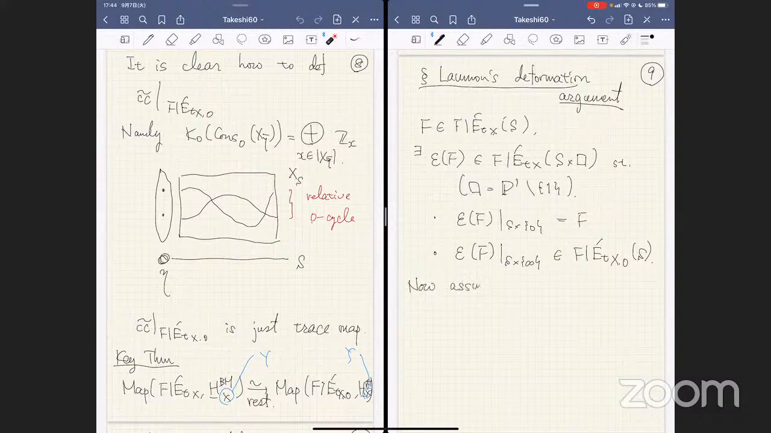Now, assume given phi, and let's see how. And phi naught is by definition just the restriction to the zero dimensional part, FL at zero.